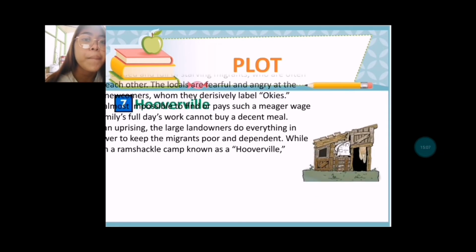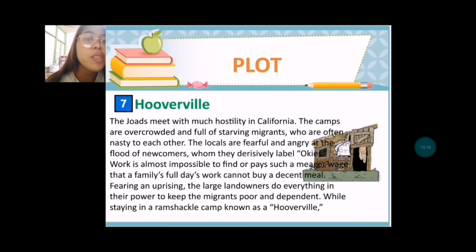Next, the Judds meet with such hostility in California. The camps are overcrowded and full of starving migrants who are often nasty to each other. So the locals are fearful and angry at the flood of newcomers, whom they derisively label. Work is almost impossible to find or pay, such a meager wage that a family's full day's work cannot buy a decent meal.